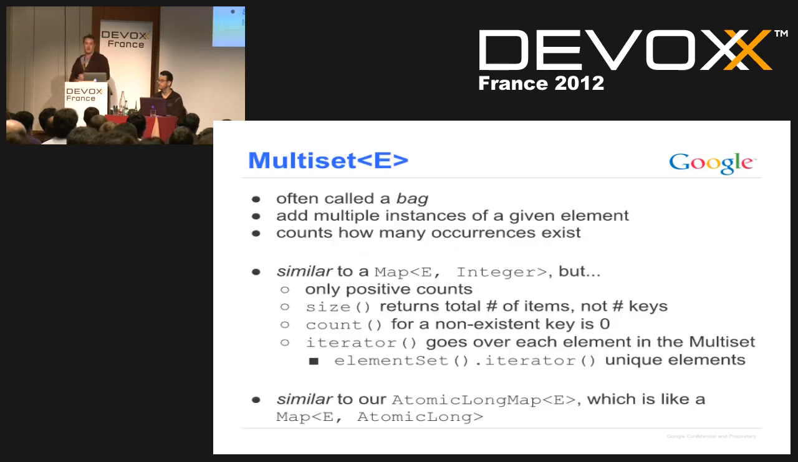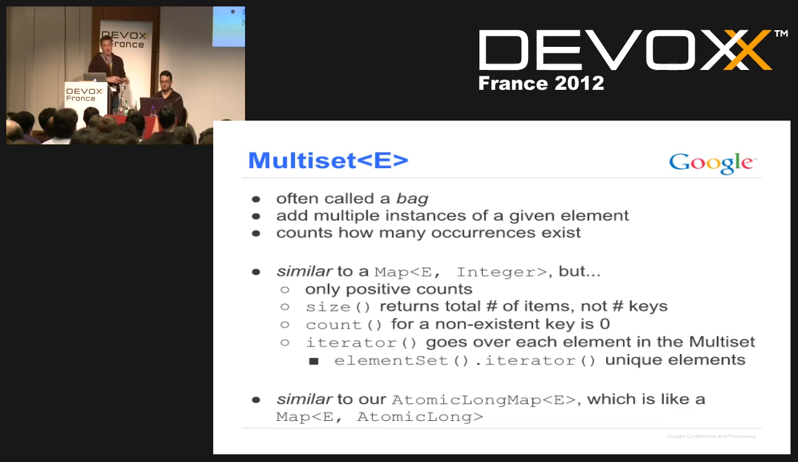All right, so also in Common Collect, we've got a few other interesting data structures that are not in the JDK. A multi-set, which is often called a bag, allows you to add multiple instances of a given element, and then it basically counts how many instances of that element exist. So it's kind of similar to a map from E to an int, but it's slightly different. There are only ever positive counts, you can't have a negative count, which makes sense.